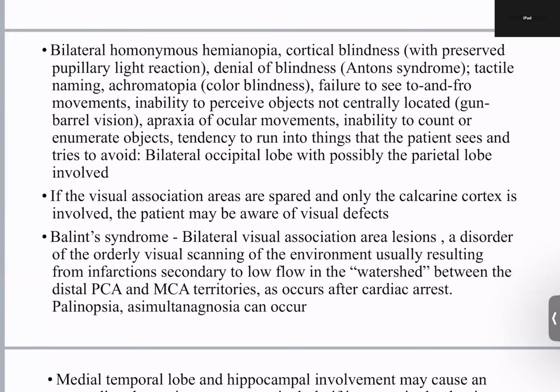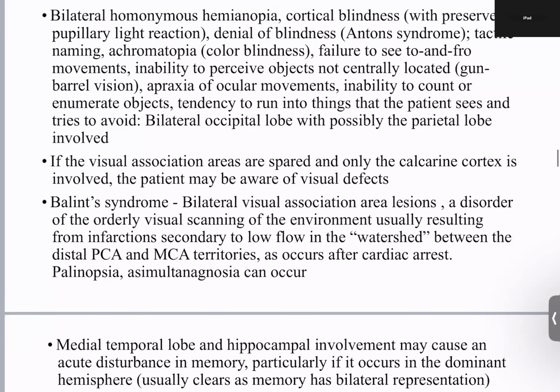to see to and fro movements, inability to perceive objects that are not centrally located, which is called gun barrel vision, apraxia of the ocular movements, inability to count or enumerate the objects, tendency to run into things that the patient sees and tries to avoid. These are all manifestations when the bilateral occipital lobe is involved.